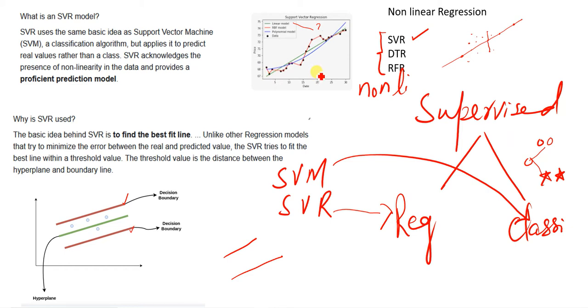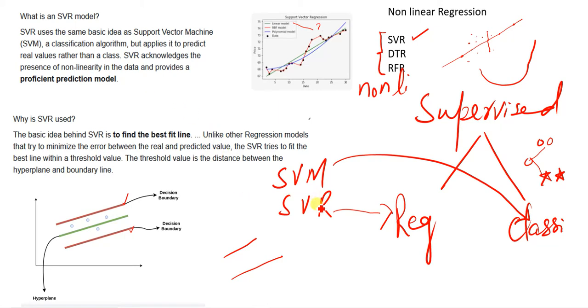Here we used the kernel, and by default the kernel is RBF, radial basis function. How it works, I will show you. And one more thing: for non-linear regression, our predicted line will not be a straight line, it will be in the form of an arc. I have also written some information: SVR uses the same basic idea as support vector machine, a classification algorithm, but applies it to predict real values rather than a class.